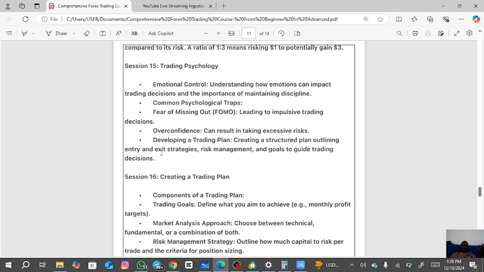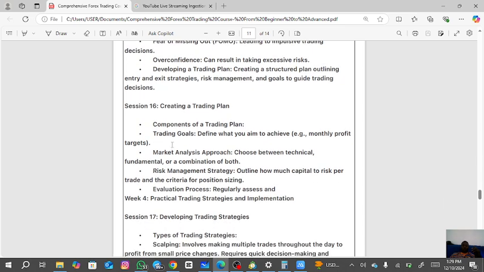So things you have to do: you have to develop a trading plan, right? Develop a trading plan, and have a trading journal. A trading journal is important for you to record your trades, know the things you are doing, and try to learn from your mistakes. That's why the trading journal is very important, right? And creating a trading plan.